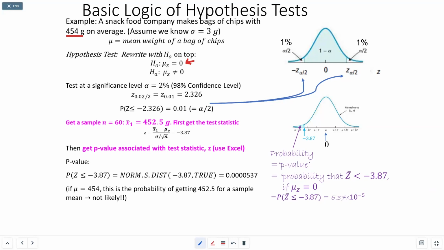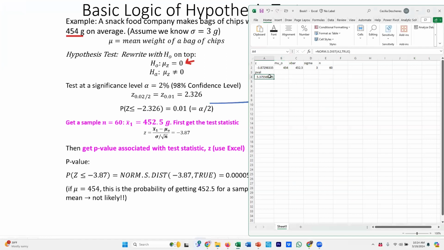So let's quickly remind ourselves how we would do this in Excel. First of all, I just put in mu naught, which is the 454. That's what we're assuming is the average. And x bar is the 452.5, that's our sample mean. And sigma is assumed, we know the population standard deviation of 3 grams, and the sample size is 60. So we're going to say x bar minus mu naught in the numerator with parentheses around it, divided by sigma, and that is divided by, in the denominator, the square root of the sample size. And putting that all together, we get a negative 3.87 if we round to 2 decimals.